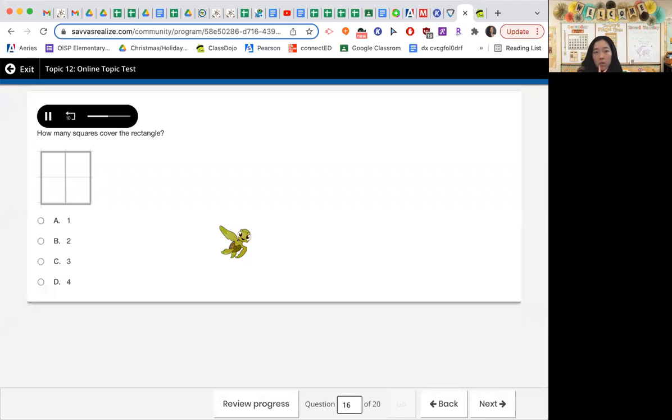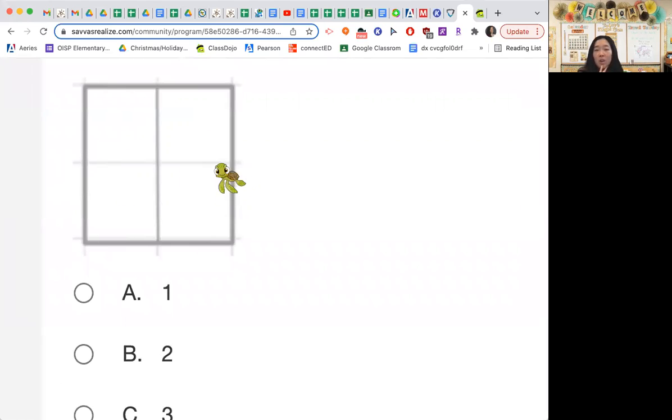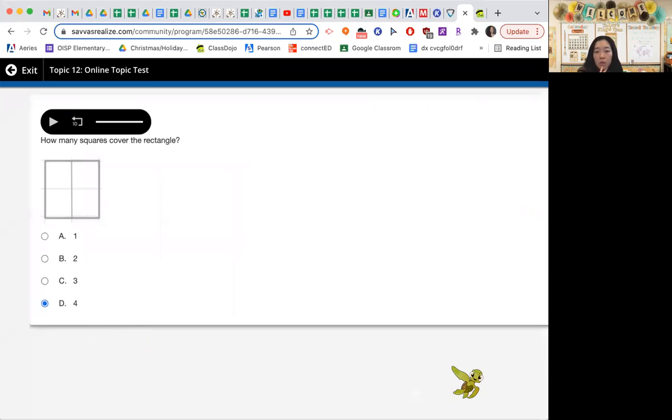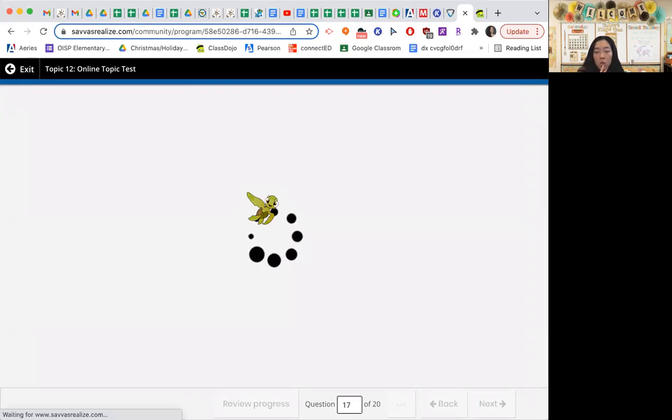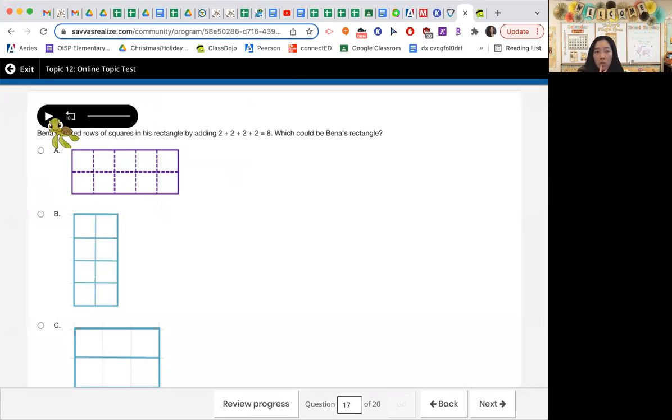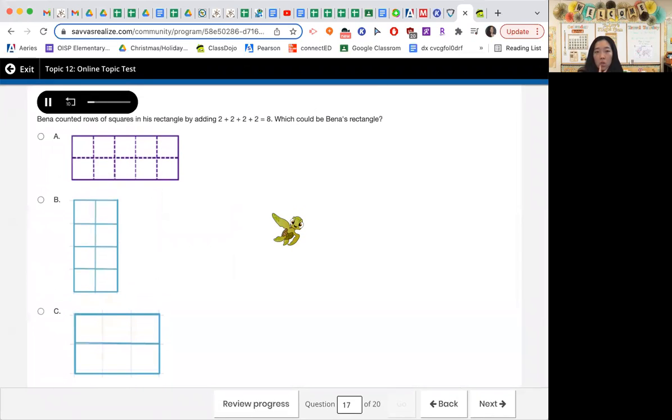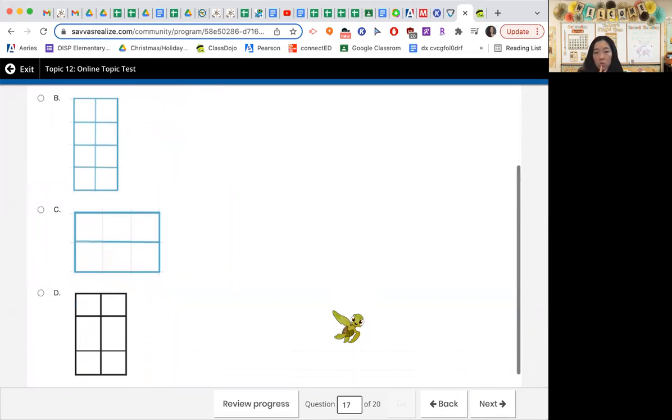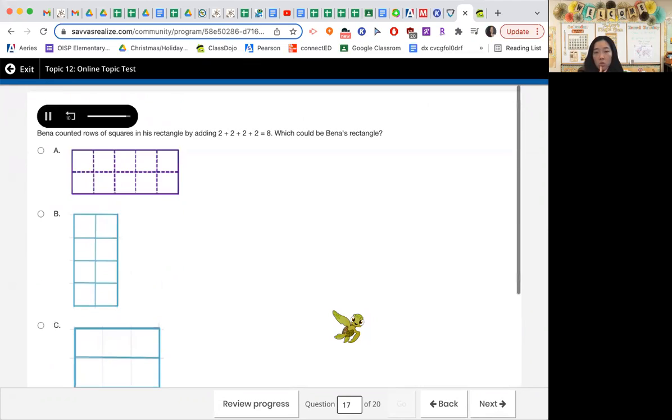How many squares cover the rectangle? So how many pieces are in this chocolate? 4. Whoa, there's a line right here. So there's 1, 2, 3, 4. Benna counted rows of squares in his rectangle by adding 2 plus 2 plus 2 plus 2 equals 8. Which could be Benna's rectangle?